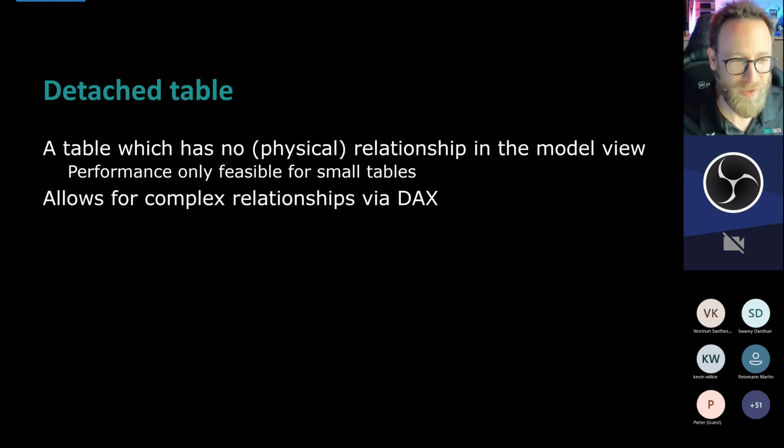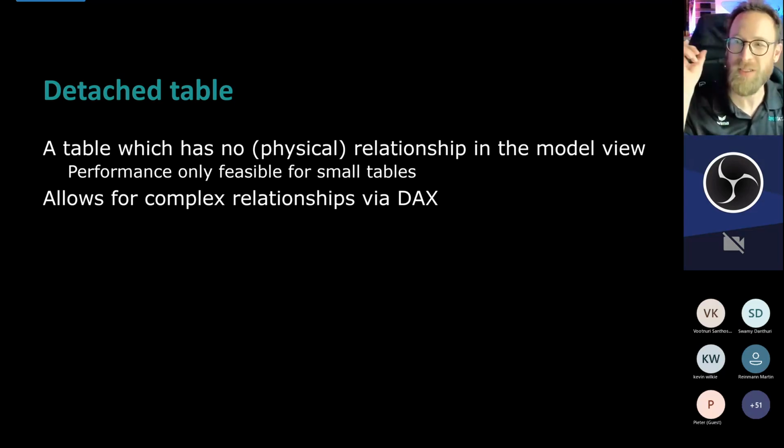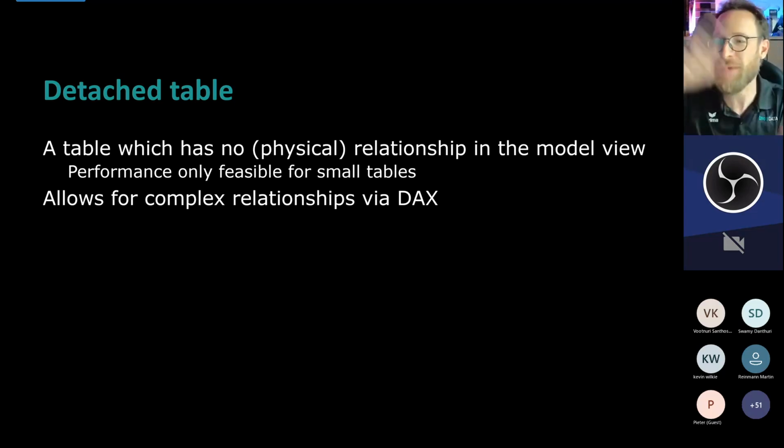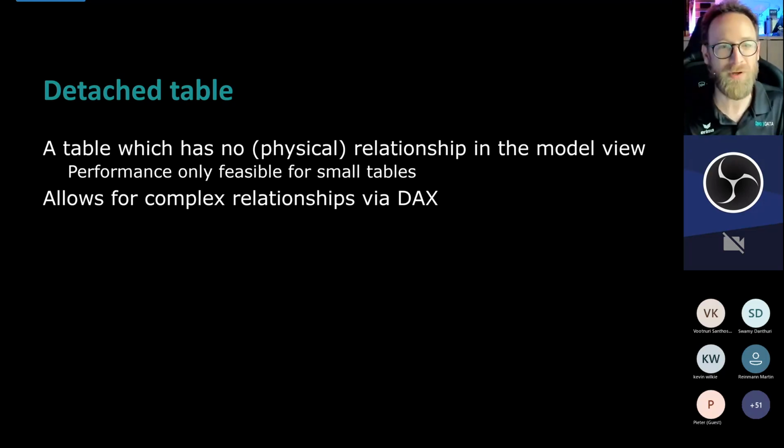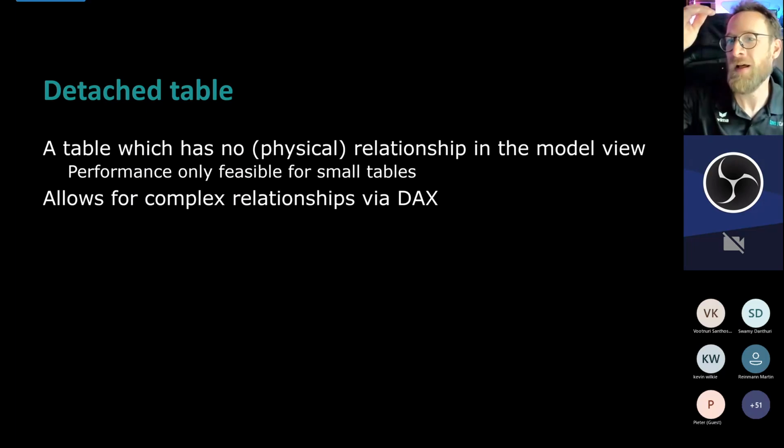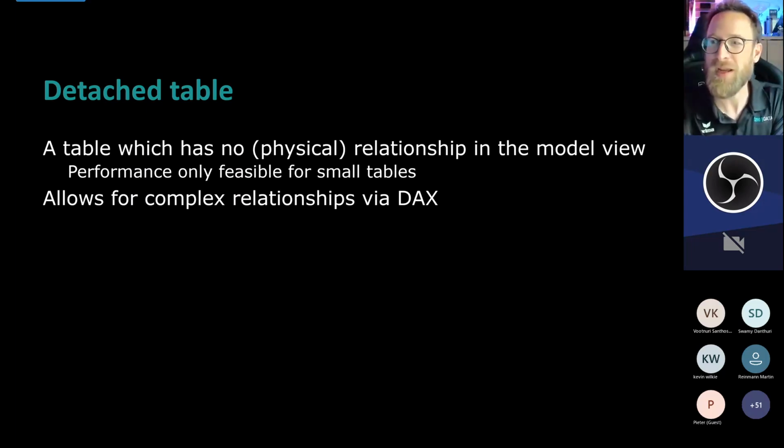The only reason I would use it is that the model view only allows equijoins. Equijoins means the product ID in a sales table and the product ID in the product table have to match. They have to be equal. I cannot ask for a relationship where the quantity is greater than this value and lower than the other value, and then connect those things.